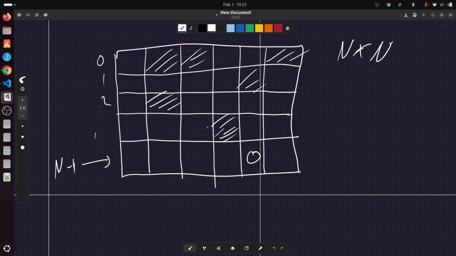Okay, so we start from here, and in one move we have to go from row I to row I minus 1 always.